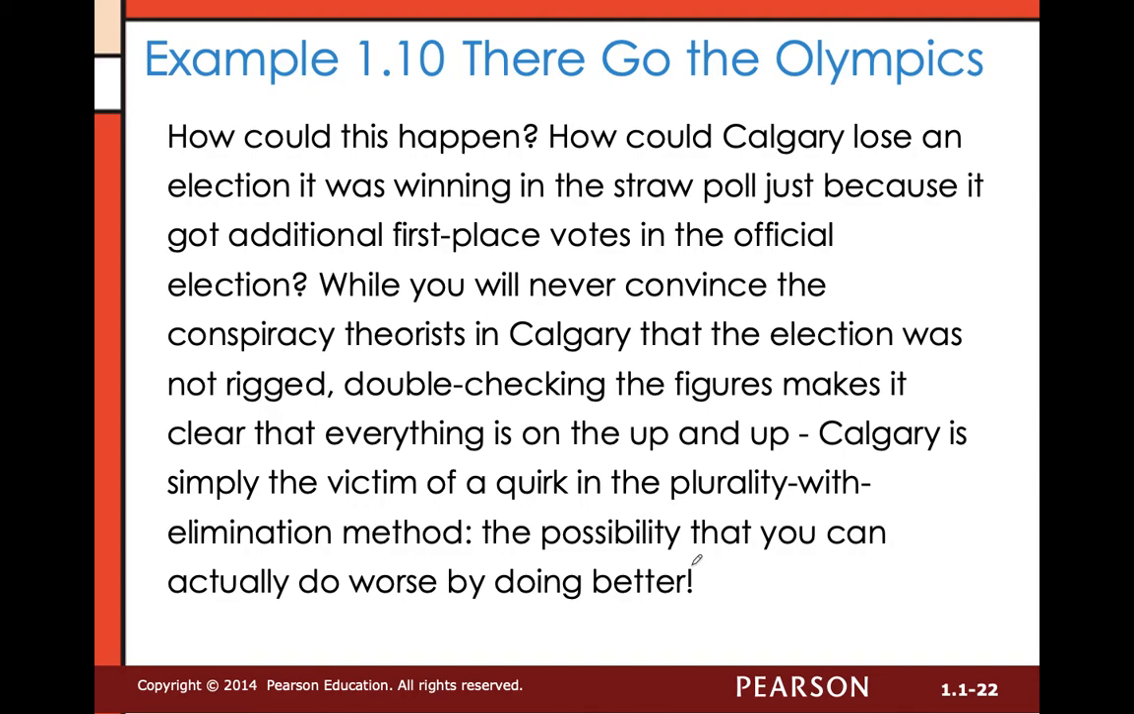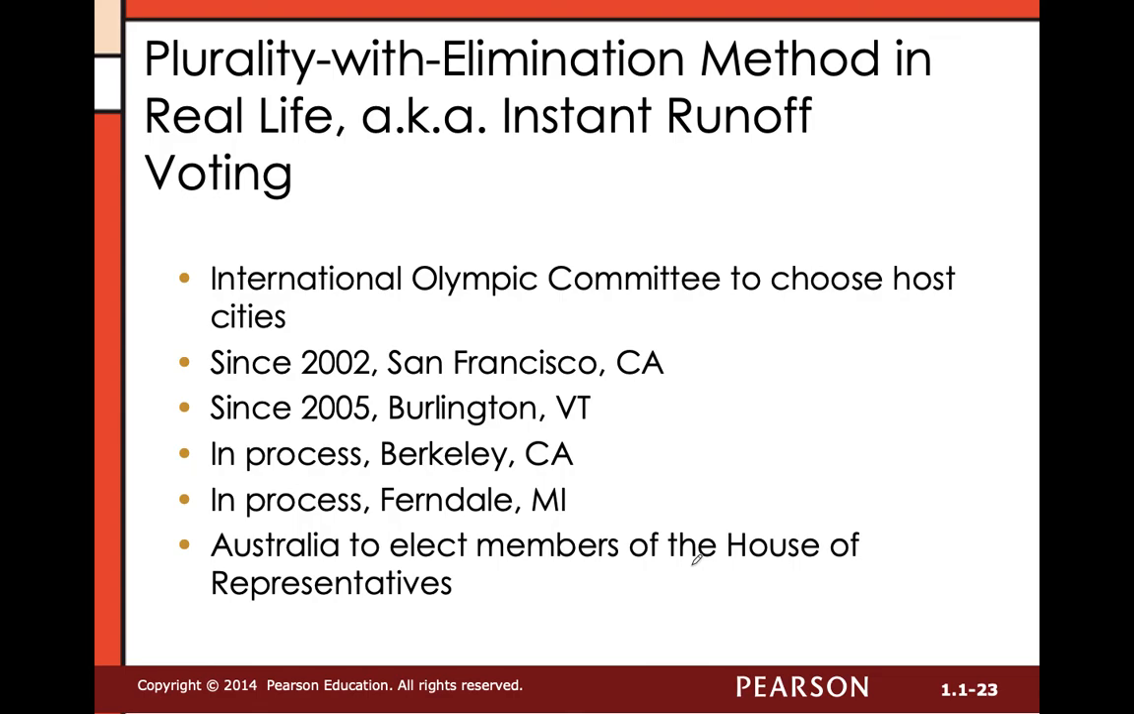While you will never convince conspiracy theorists in Calgary that the election was not rigged, double-checking the figures makes it clear that everything is on the up and up. Calgary is just the simple victim of a quirk in our plurality with elimination method, which is the possibility that you can actually do worse by doing better, which sounds kind of weird to think about.